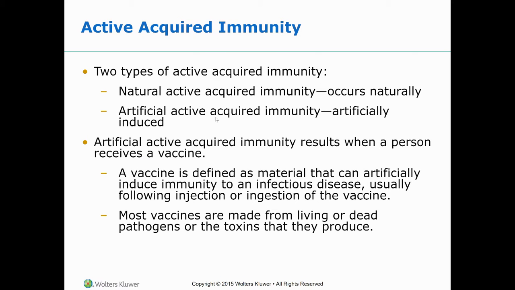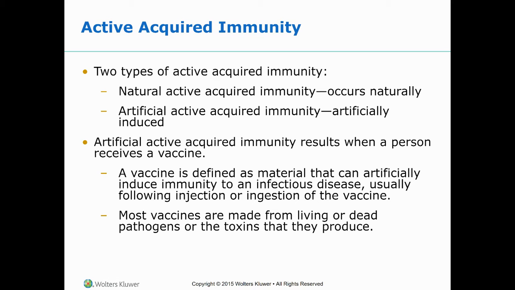Okay, so we have two different ways. We have natural and artificial. So natural is just you get sick. This happens if you get the flu, or if you got COVID-19 and you recovered from it. You now have the natural active acquired immunity. We also have artificial. So those vaccines that you get, that's going to be anything that's artificial. So if you got the flu vaccine this year, or a measles vaccine, all of those are going to give basically artificial immunity.